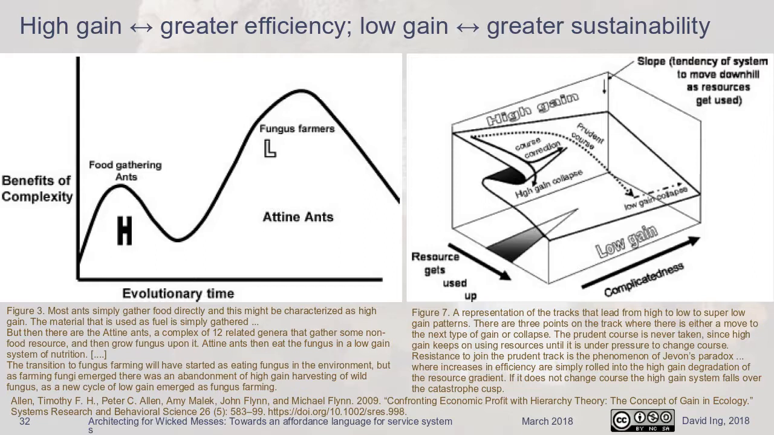So why would you have some ants that are eating high-grade proteins and stuff like that, and other ones that are feeding on dung? Is that a good idea or a bad idea? It turns out that you have this trade-off between complicated and complex. Okay. A complex system is a high-gain system.